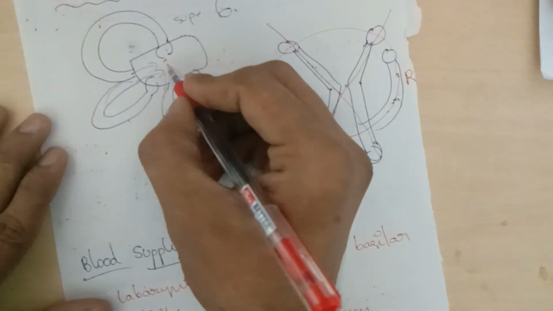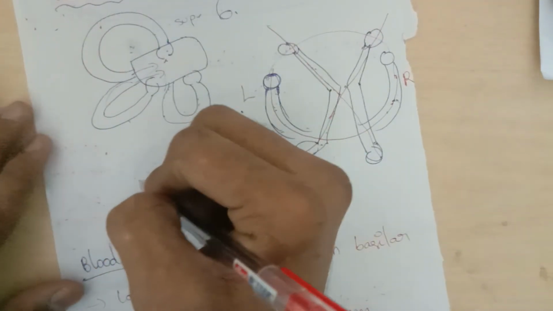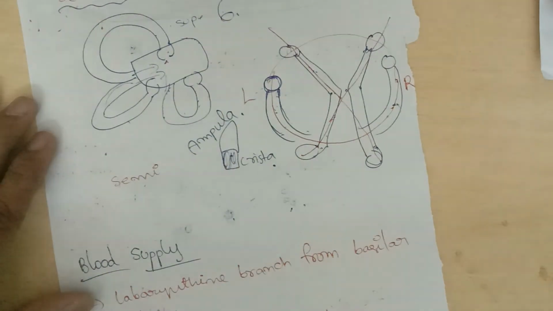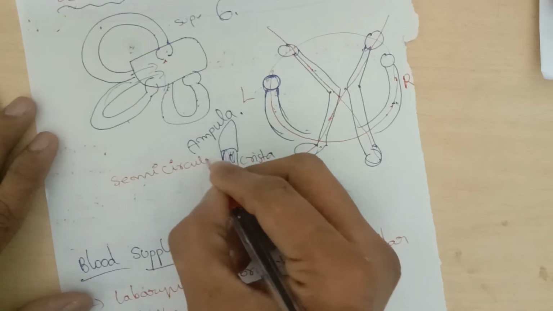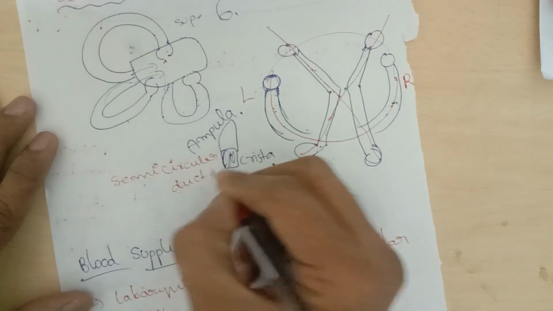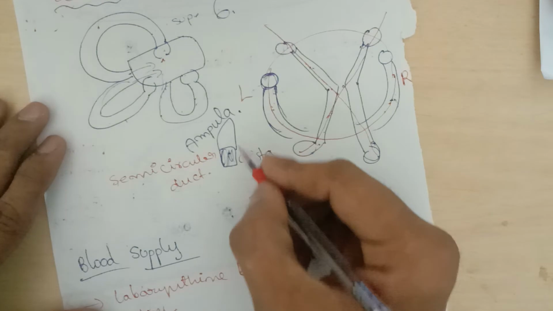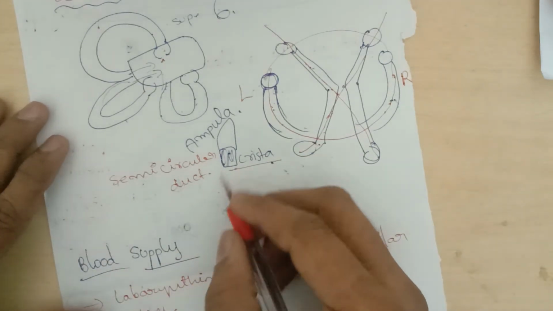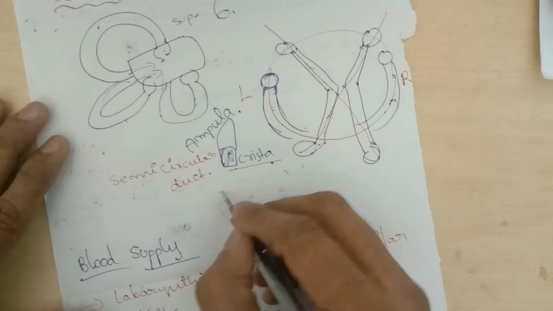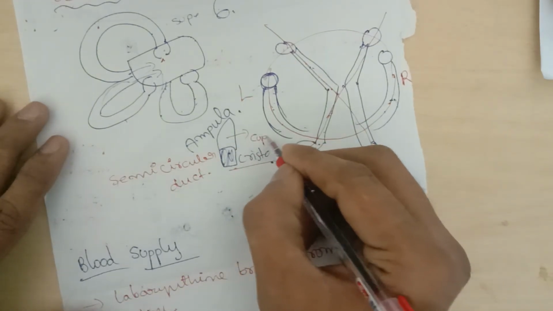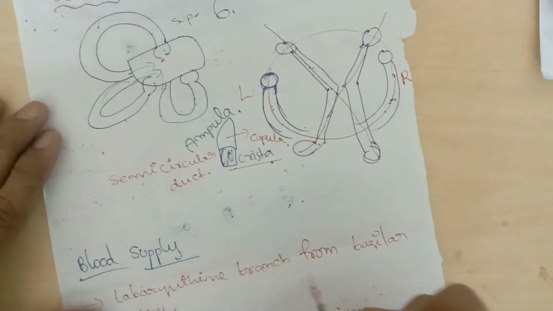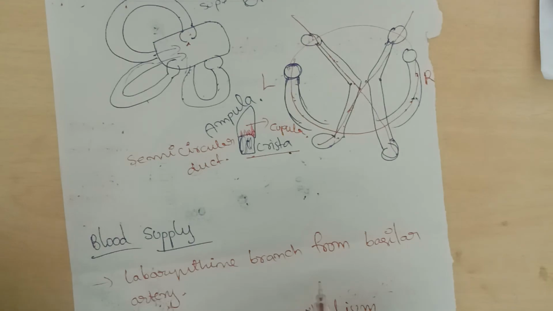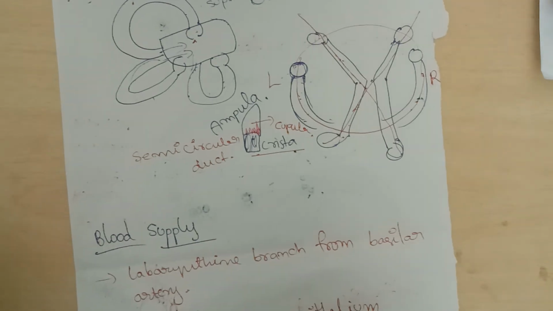The semicircular canal has a semicircular duct. The semicircular duct is the membranous part, and it has a sensory epithelium called the crista. Above the crista ampullaris there is a gelatinous part which is called the cupula. This has stereocilia and kinocilia.